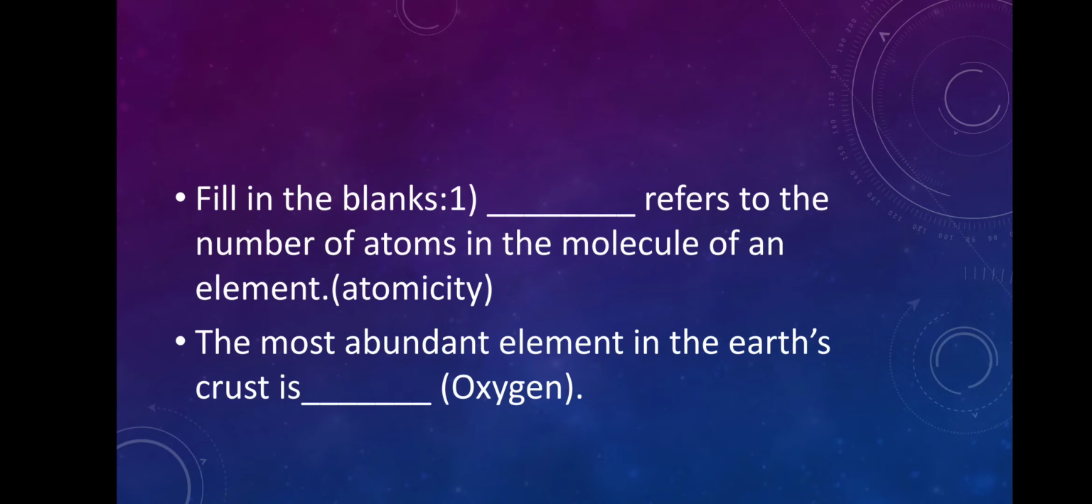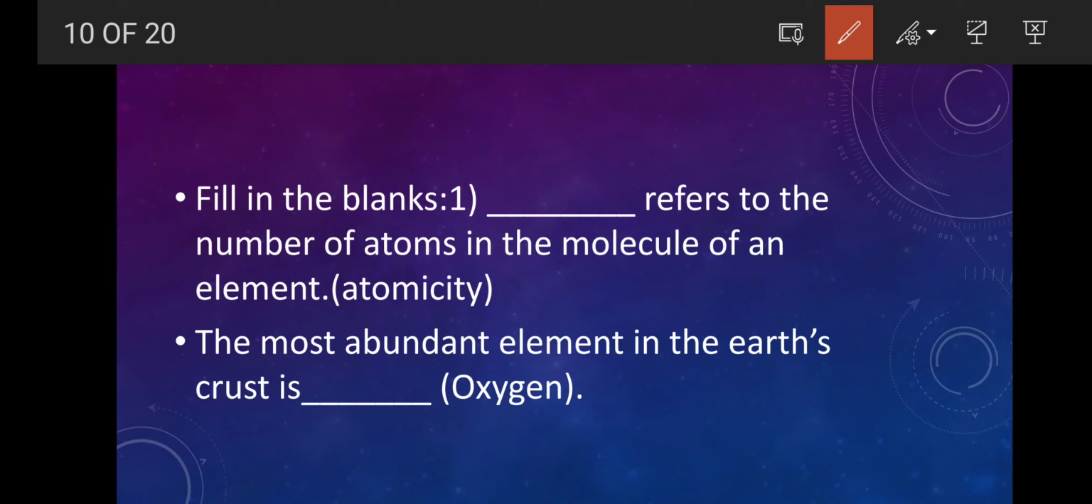Clear? Now the next is fill in the blanks. The first one is dash refers to the number of atoms in the molecule of an element. The correct answer is what? Atomicity. Yes, I have written the answer here for your convenience. But when I take the quiz, of course I will not mention the answer with the question. I will mention the answer on the next page. So first I will get the answer from you all, and then only I will disclose the correct answer. So here the answer is what? Atomicity refers to the number of atoms in the molecule of an element. So like this you can learn the definition of atomicity also.